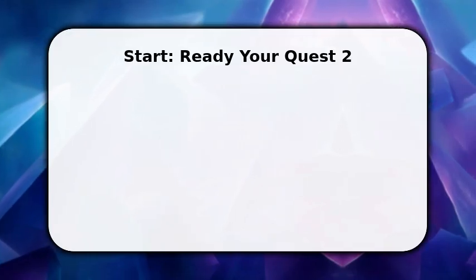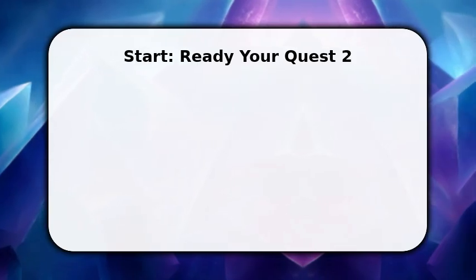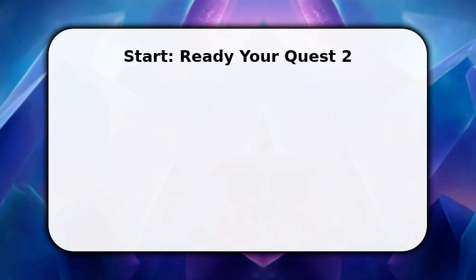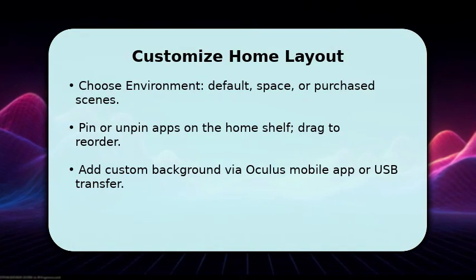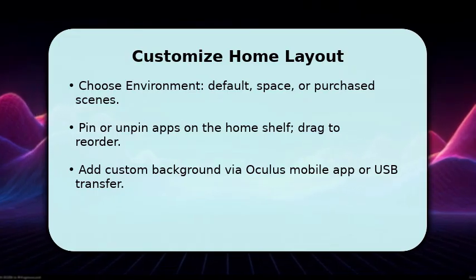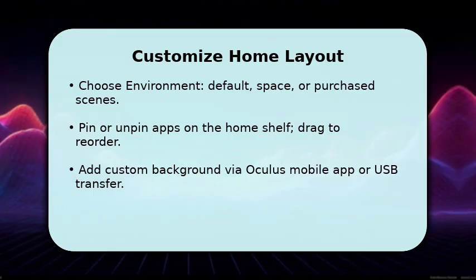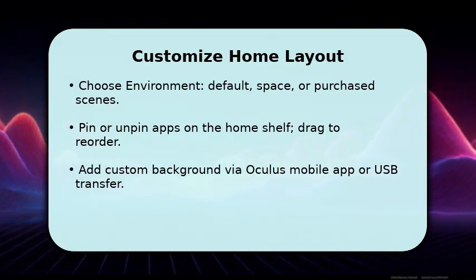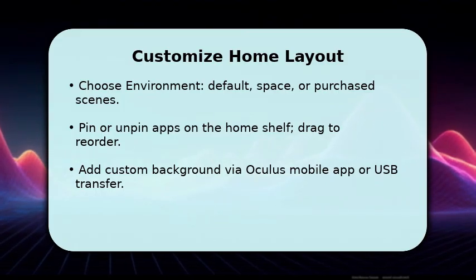Now navigate to the personalization or experimental home section. This is the first actionable place where you can change environment, enable custom images, or turn on advanced layout controls. Once in home settings, pick an environment that fits your needs, a minimal room for focus or a vivid scene for immersion. You can pin apps to the home shelf by selecting an app, choosing pin, then dragging it into place. This reorders your workflow and keeps favorite apps one click away.